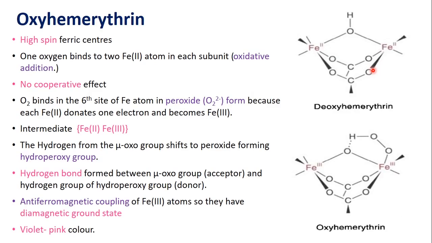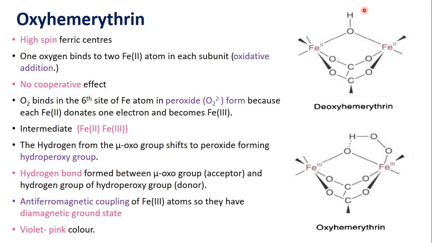Coming to the oxyhemerythrin form, this form is violet pink in color. Here the oxygen is bound in the vacant site, that is the 6th position, which was vacant earlier in the deoxy form. Here it is occupied by the hydroperoxy group. How can we see it? Initially this Fe will donate 1 electron and this Fe will donate 1 electron. This process is oxidation, and since they have donated 1 electron each, they convert into Fe3+. To whom are they donating? They are donating to molecular oxygen.